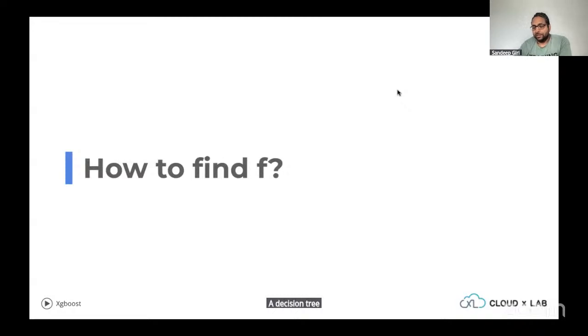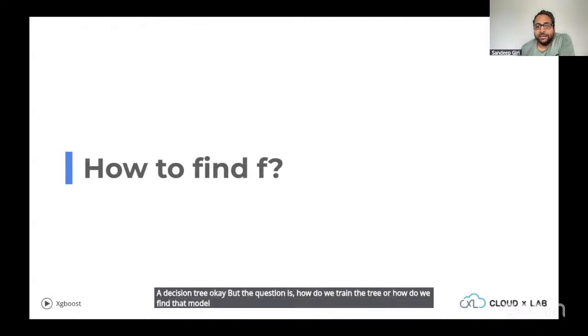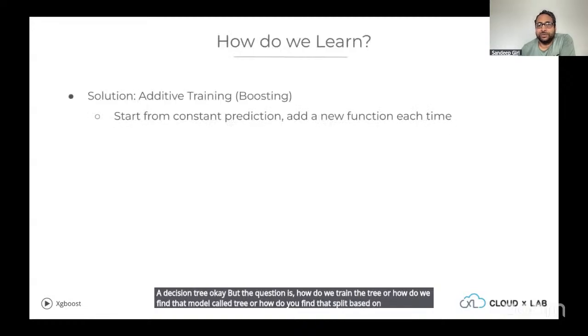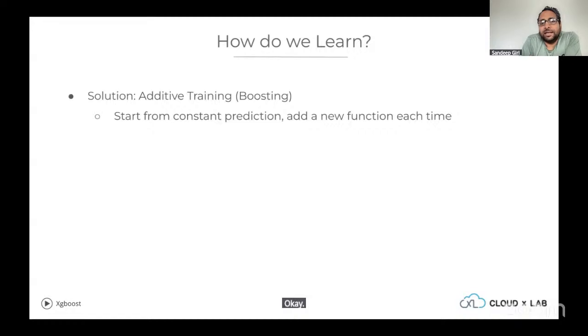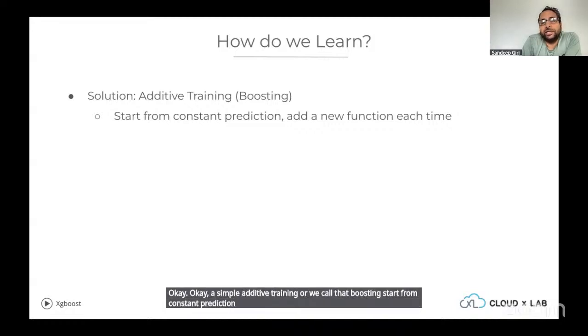Okay. Now, the question is, how do we train the tree, or how do we find that model called tree, or how do we find that split based on which we can figure this out? A simple additive training, or we call that boosting: start from a constant prediction, and add a new tree or new function every time.